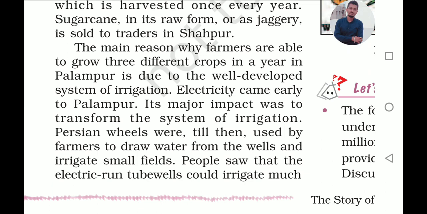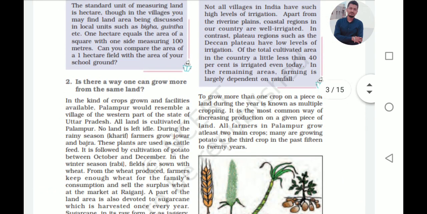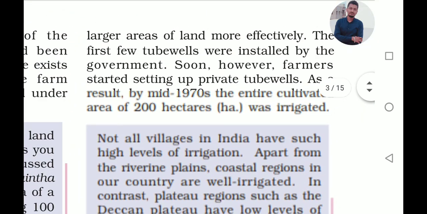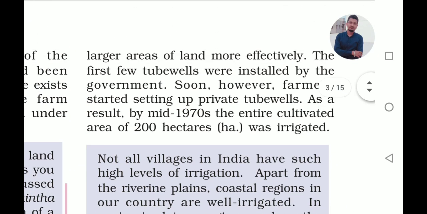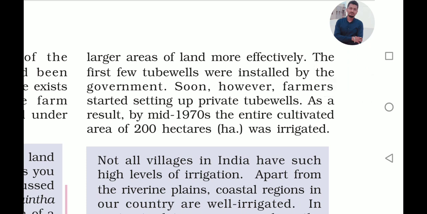Now except the irrigation tube well, there are a lot of other facilities also there that we will further discuss in this chapter. Earlier, when electricity was not there, what method they were using, like Persian wheels were used by the farmers to draw the water from the wells and irrigate small fields, but they can now irrigate large fields with the use of electricity and tube wells. So people show that the electric run tube wells could irrigate much larger area of the land more effectively. So they can now irrigate more lands with less time and less effort.